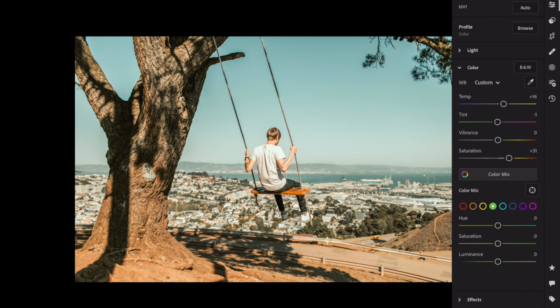Green. Hue, plus 9. Saturation, minus 42. Luminance, plus 20. Aqua. Hue, plus 11.